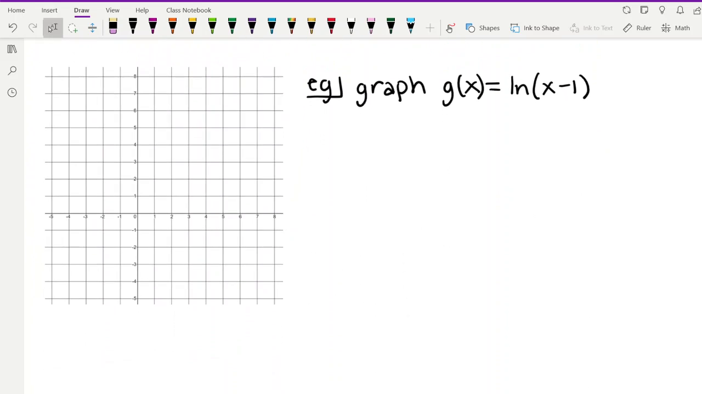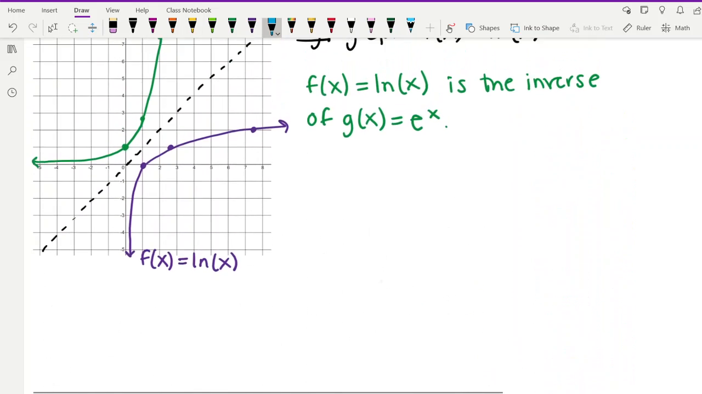So the first one is going to be g of x is equal to ln of (x minus 1). So what kind of a transformation is this? Well, we can see that we're adding or subtracting, and specifically we're subtracting from x. So what happens when we subtract from x? Well, when we subtract from x, that means we're going to be shifting to the right.